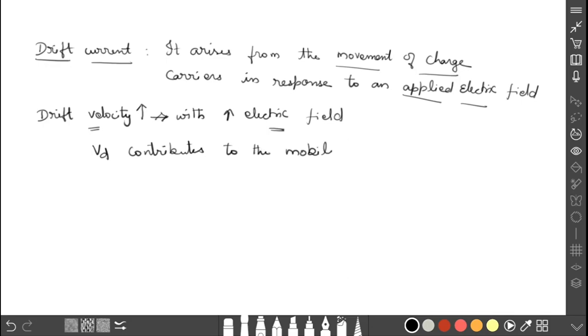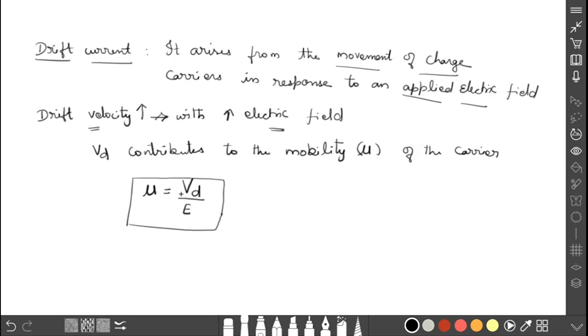What is meant by mobility? Mobility is how the electrons get drift velocity by the application of electric field within the area. Mobility is represented by mu of the carriers. We apply the electric field, so drift velocity is created. How can we define the mobility of the charge carrier? Drift velocity by electric field. This is the general formula to find the mobility of the charge carriers.